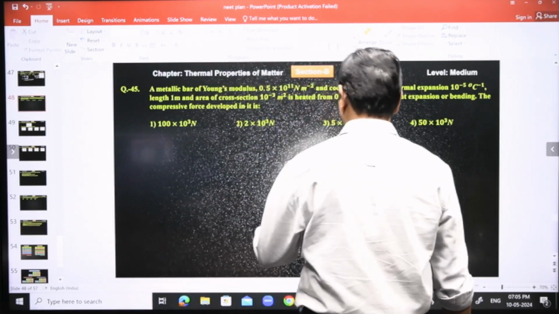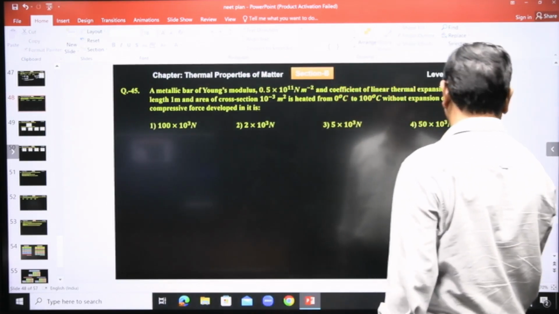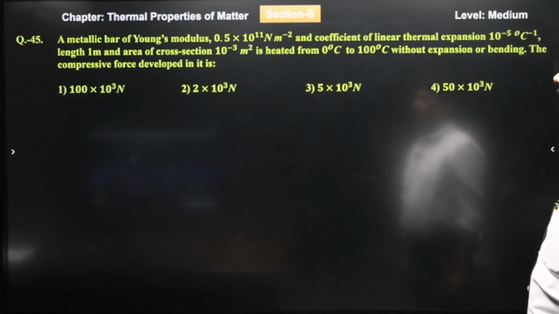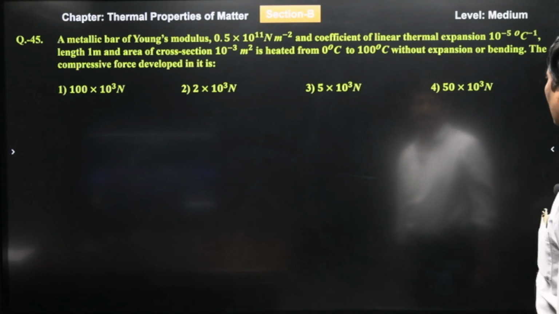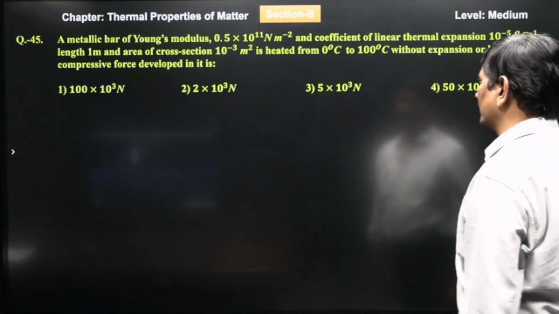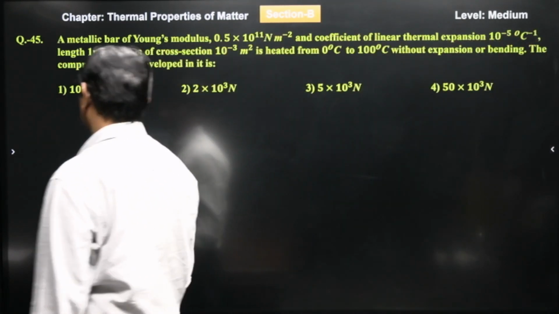Now see the next question. A metallic bar of Young's modulus Y given, coefficient of thermal expansion given, length and area of cross section given, heated from 0 to 100 degrees without expansion or bending. The compressive force, it's a direct problem.